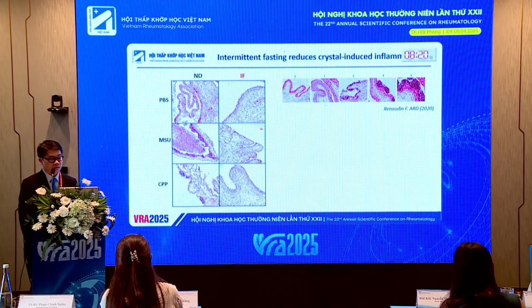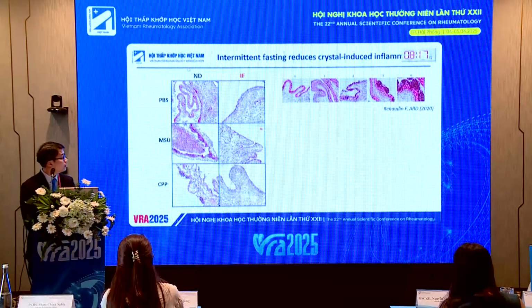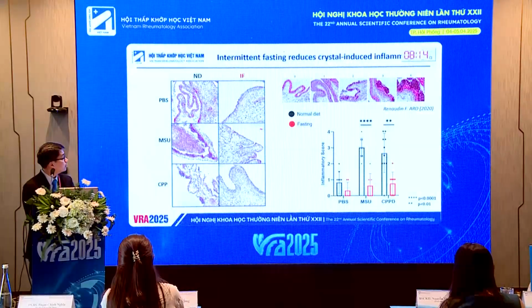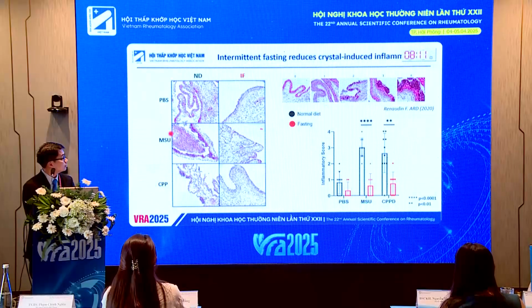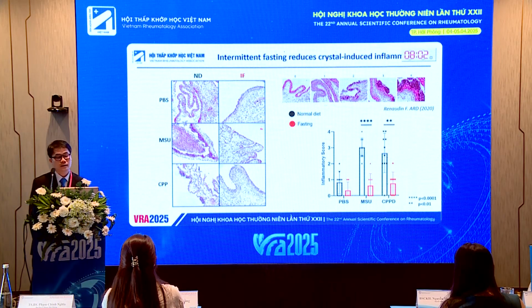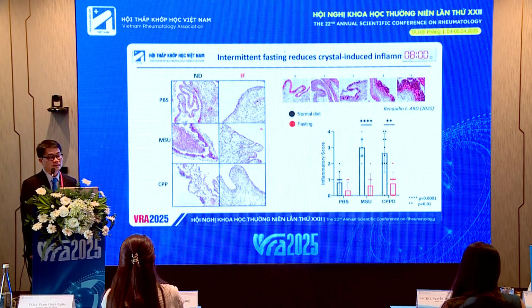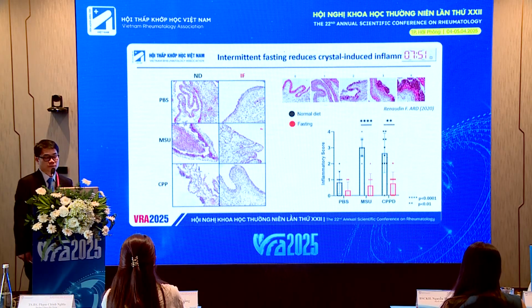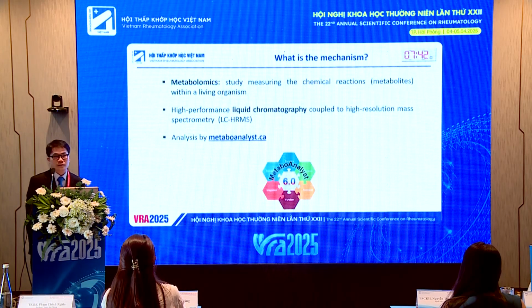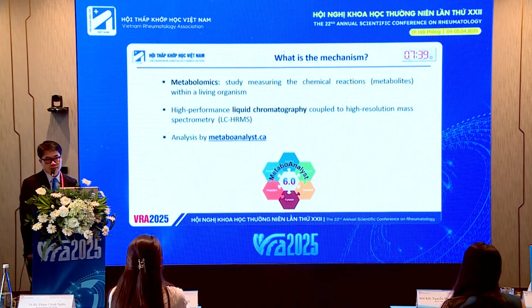Normally, for example, you can see in the normal diet groups stimulated by MSU, you can see the level should be about 3. But after fasting, you can see that in this group stimulated by crystal of MSU, the level is 0. And this inflammatory score was also quantified, so you can see clearly the significant difference. So the intermittent fasting reduces crystal-induced inflammation.